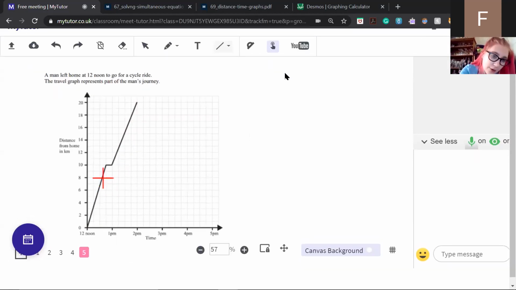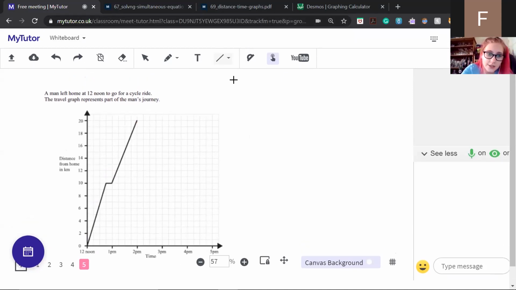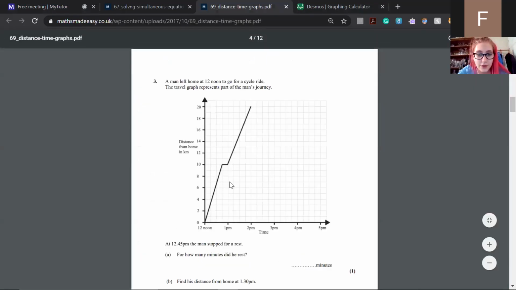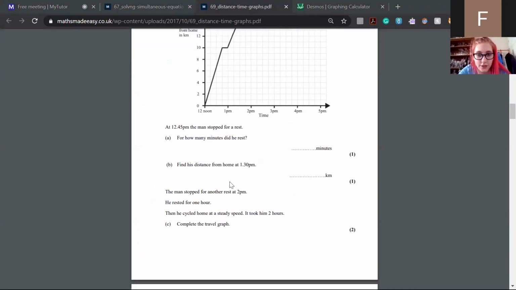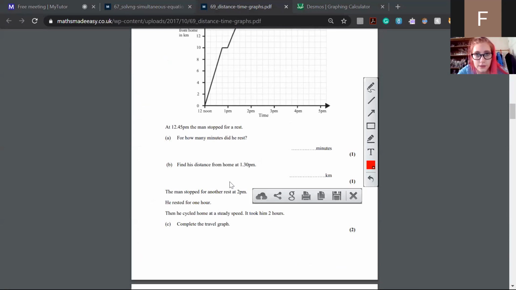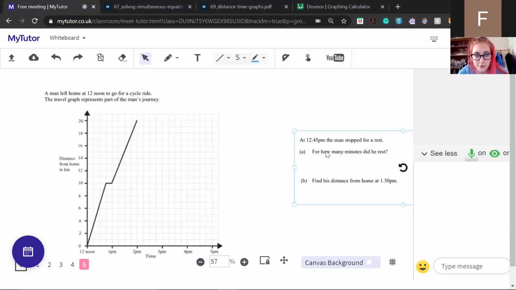These seem to be at the same rate. These seem to have the same gradient. So he seems to be cycling at the same pace here and here. And he gets 20 kilometers away in 2 hours. So we can tell that from here. Let's have a look at what the questions are. Let's look at the first two. So these are the non-drawing ones. So these are the kind of read information, see what you can find out from here.